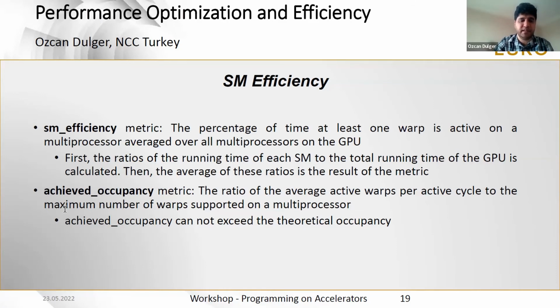The second metric is the achieved occupancy metric. It is the ratio of the average active warps per active cycle to the maximum number of warps supported on a multiprocessor. So it is related to the average active warps per active cycle. And achieved occupancy cannot exceed the theoretical occupancy.